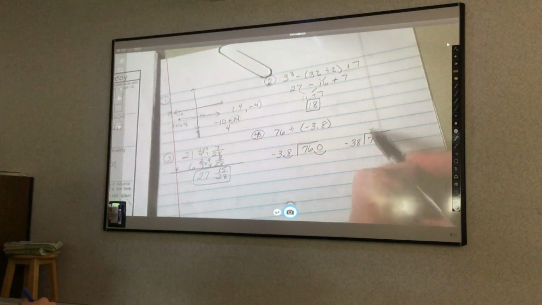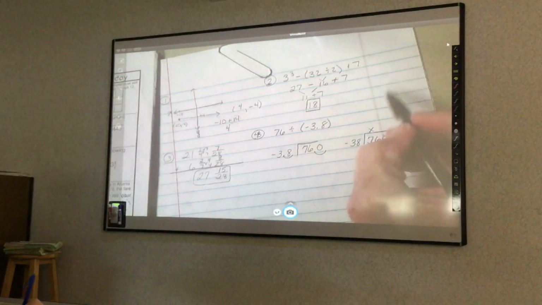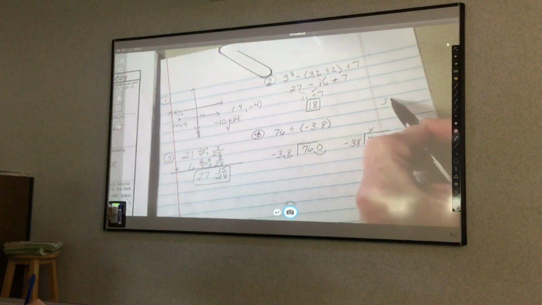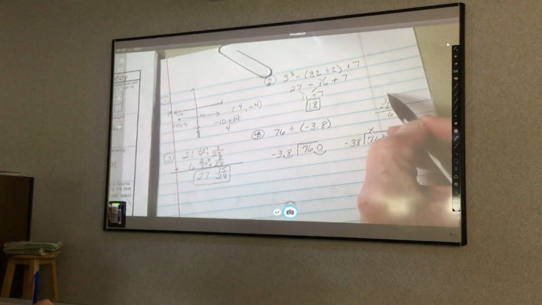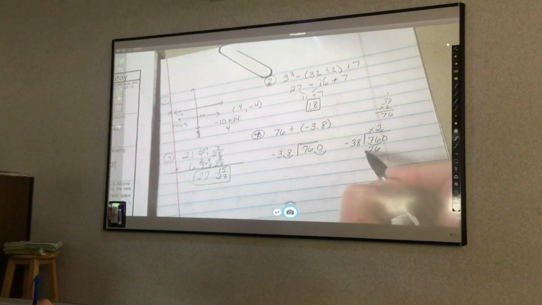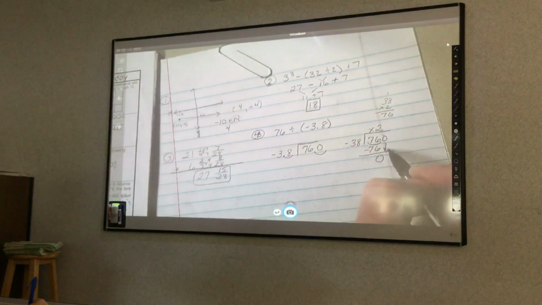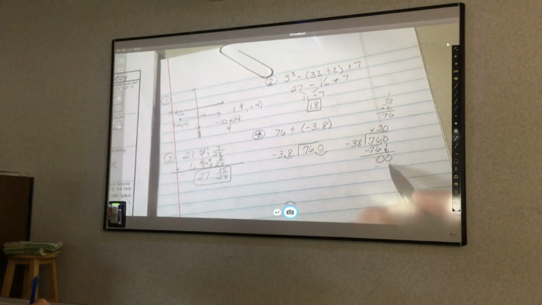38 does not go into 7, but it goes into 76. How many times? Well, let's just try 2. 38 times 2 is 76, it's exactly 2, isn't it? So it'd be 76. Bring down the 0. 38 goes into 0, 0 times.